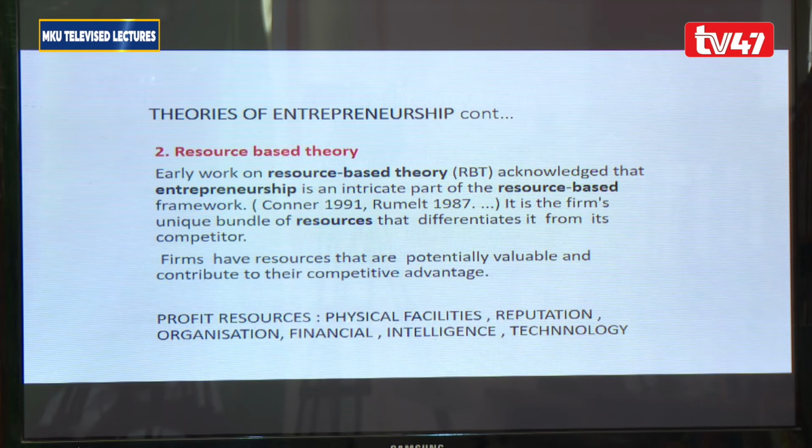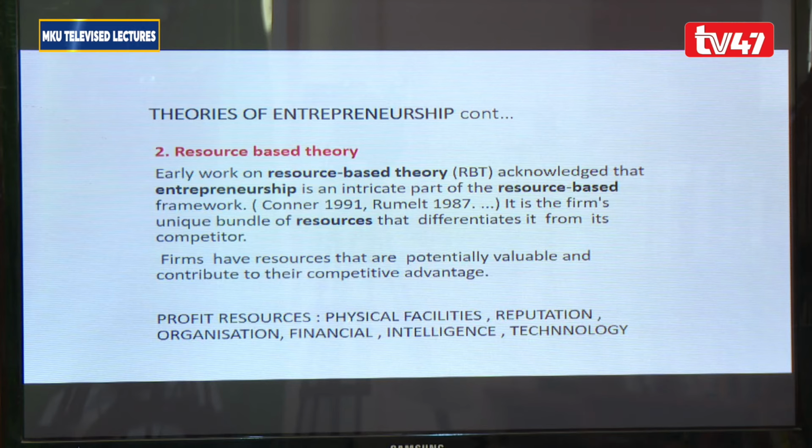Then we have the second theory. It is called the resource-based theory. The resource-based theory says that organizations or entrepreneurs compete depending on what resources they have. And the resources that one has differentiate them from the other person. So it says that it is the bundle of resources of the firm or business that will differentiate one firm or one entrepreneur from another.